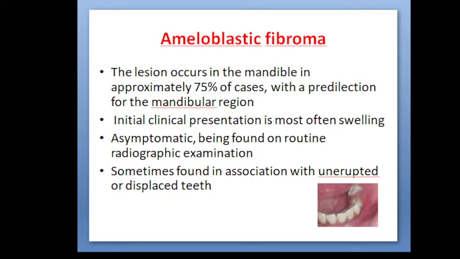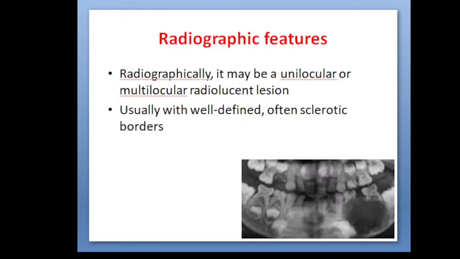Ameloblastic fibroma is asymptomatic and the initial clinical presentation is often swelling which is very slow. These are diagnosed on routine radiographic examination and then by histopathology. The patient is younger in age, so it is found in association with unerupted or displaced teeth.